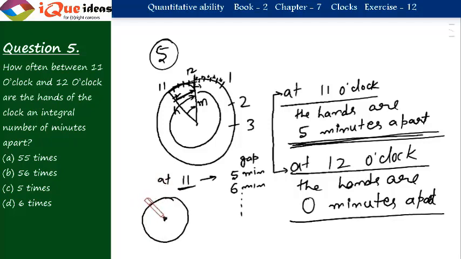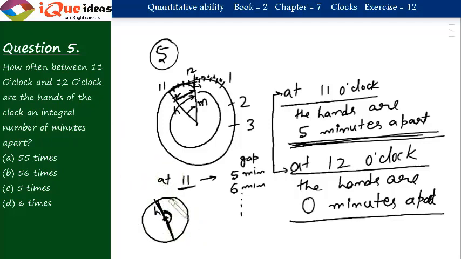In one situation, when the minute hand and hour hand come exactly opposite to each other, which will be some situation like this, around 11:25 or 11:26, they will be exactly opposite each other, or the angle between them will be 180 degrees. At that moment, the minute gap between them will be 30 minutes. How do we say that?